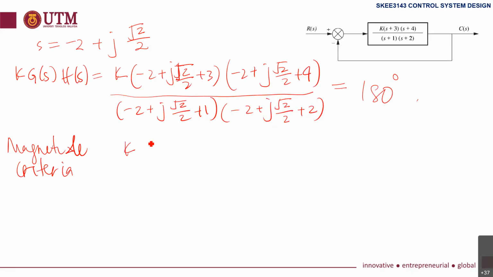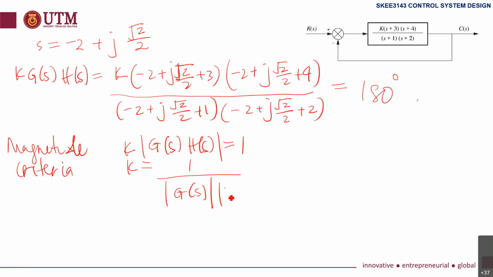in which K GH(s) equal to 1. Or we can rewrite K equal to this, in which we can calculate for K. How can we calculate for K? It can be obtained by solving for the magnitude.